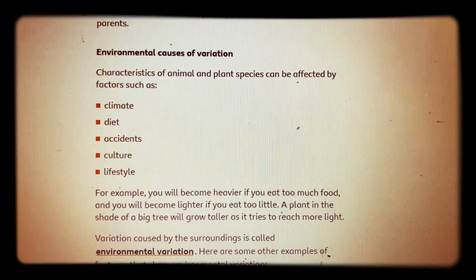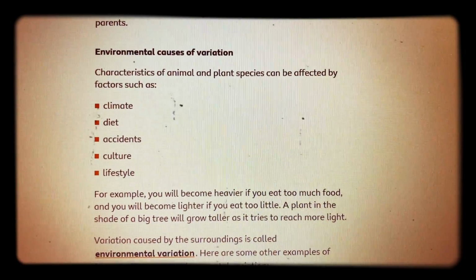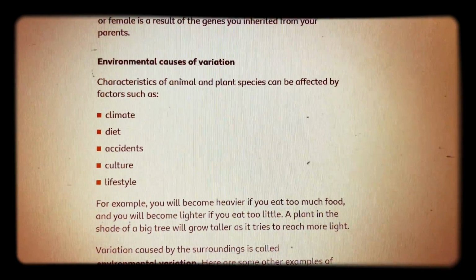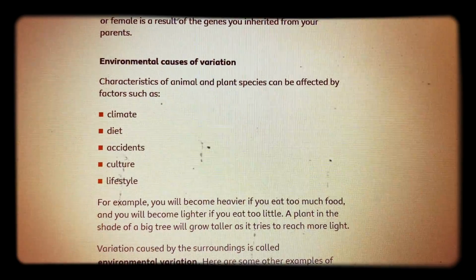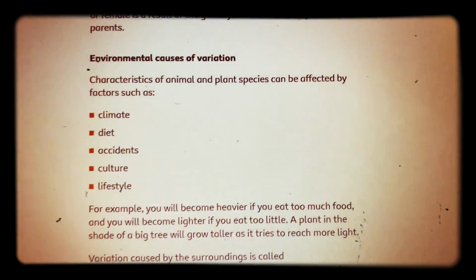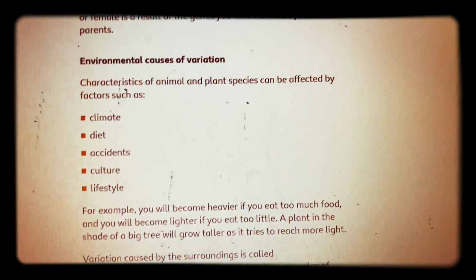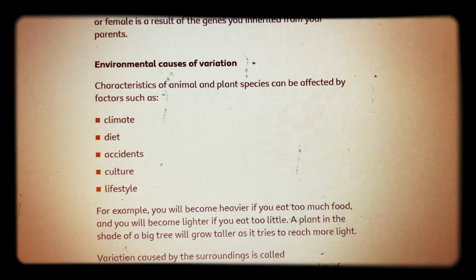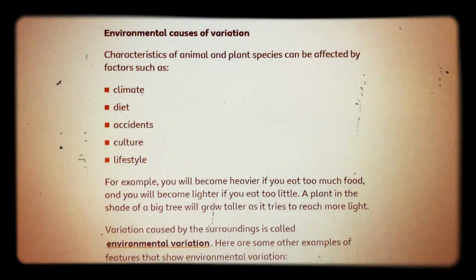Environmental causes of variation, however, exist. Maybe you've spent a long time in the sun. It's a very hot climate in the Middle East. In the UAE, we have year-round sunshine. So, as a result, you could have a darker skin tone. But if you were then to journey to a place where the sunlight is less intense, your skin colour would become fairer. So that is an environmental cause of variation.